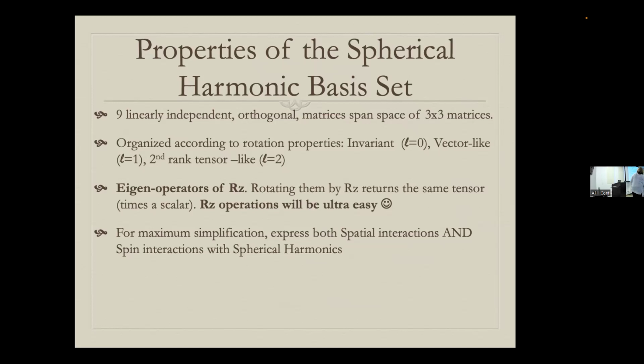For maximum simplification, we want to not just put sigma as a spherical tensor. We actually want to also write the spin tensor, B0, as a spherical tensor. But you have to think for a minute how you're going to do that.